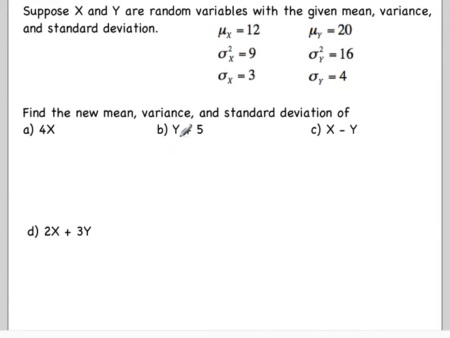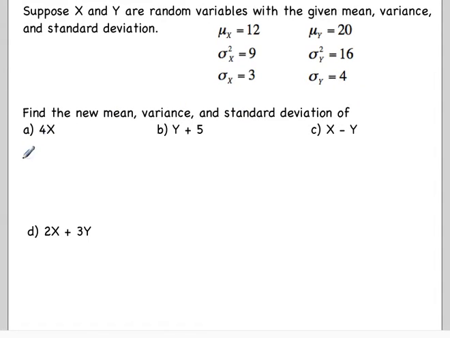Okay, so we're actually going to use the formulas now. So I'm giving you random variable x and random variable y. And here's all the information for random variable x. Here's all the information for random variable y. For part A, I'm supposed to do 4 times x. So I have to find the new mean, the new variance, and the new standard deviation.